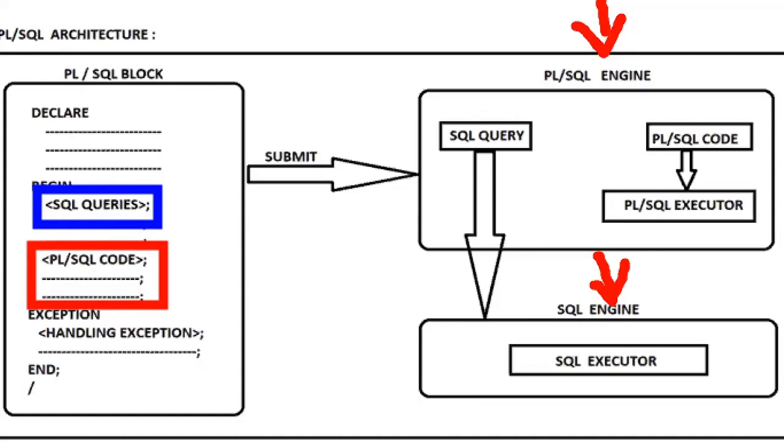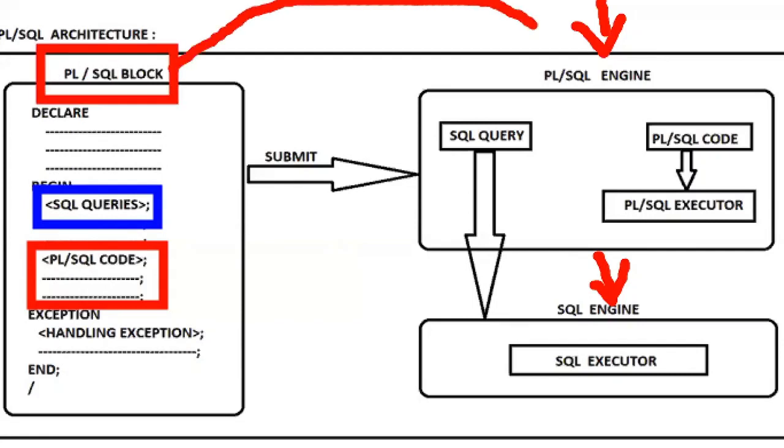SQL. That's why the two engines are maintained. So what will happen here when I'm submitting this request? Because it is a PLSQL block, first the PLSQL request will go to the PLSQL engine. The PLSQL engine first checks whether there are any SQL related queries in this PLSQL block request. Suppose there are none, then that entire code is sent to the PLSQL executors. The PLSQL executors will take the responsibility to compile, execute and send the output.